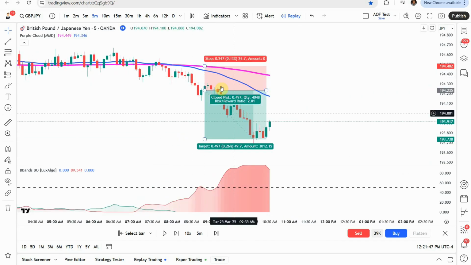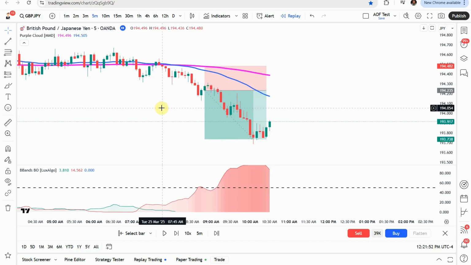All right, you can see that we get a really nice push to the downside stair step there, getting us to our take profit. Alright, so that puts us at the end of the testing right there.